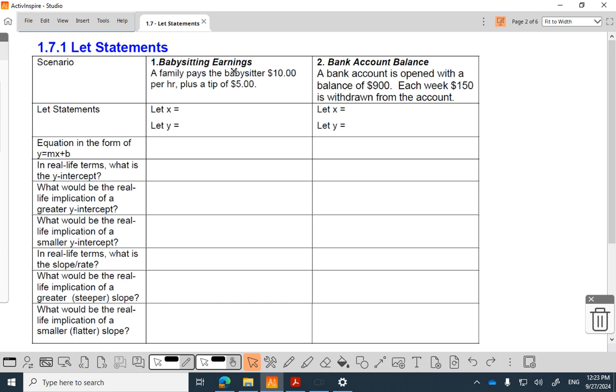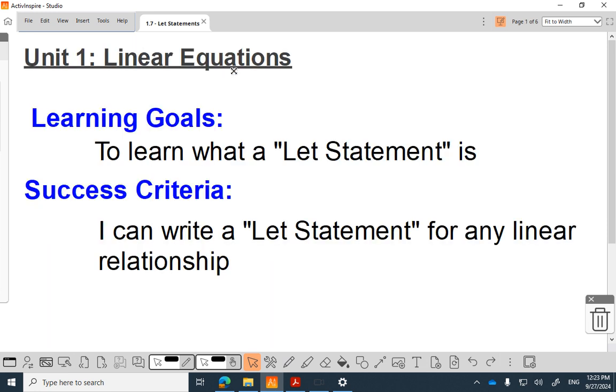So, our learning goal for the day is to learn what a let statement is. And we'll know we're being successful if we can write our own let statements. We're going to do the front page together, and then you do the back page on your own. I think the front page and the back page are pretty similar today. That doesn't always happen in math, but today it is. If you can do the front, you can probably do the back.